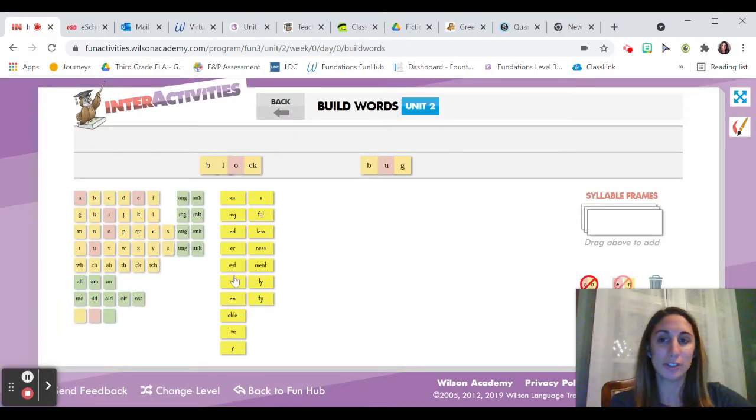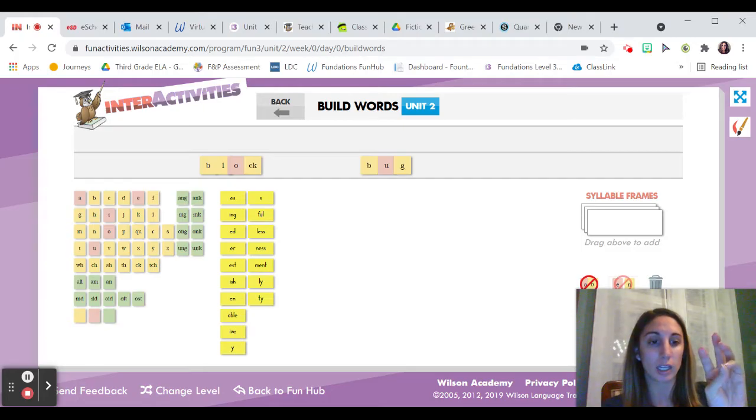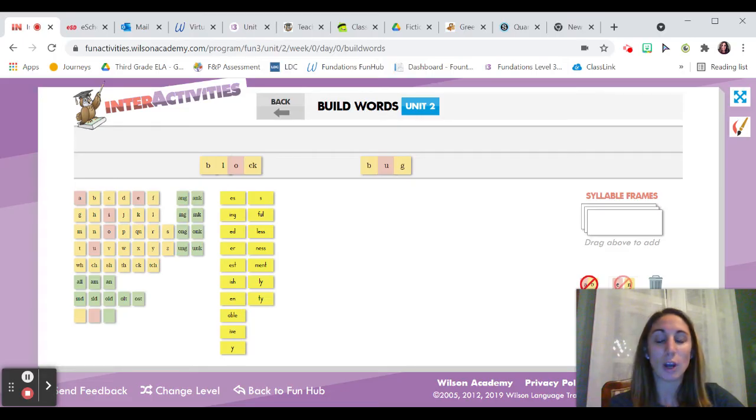Okay, now look on your screen and you will see two words that I have built. The first word is block, block. And the second word there is bug, bug. So we have block and we have bug. Those are two nouns. Remember in grammar, we already looked at the part of speech called a noun, which is a person, place, or thing. These two nouns happen to name, what do you think? Both of them name a person? No. A place? Nope. They're both things.